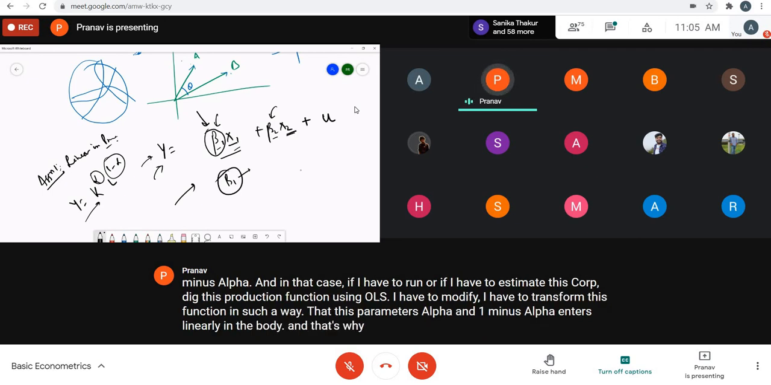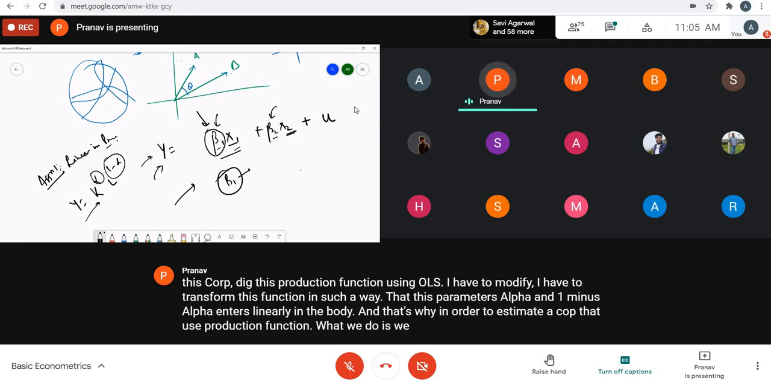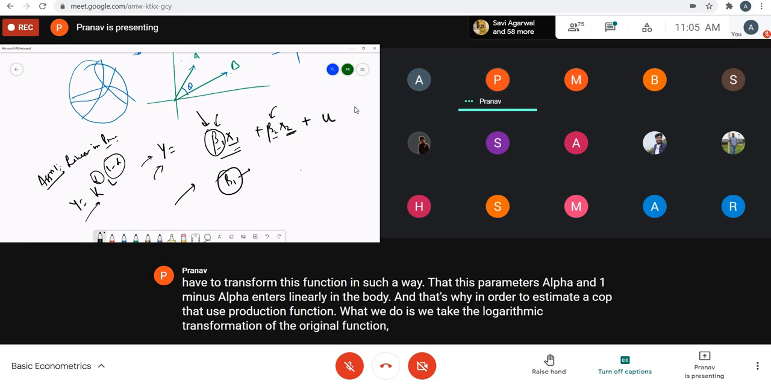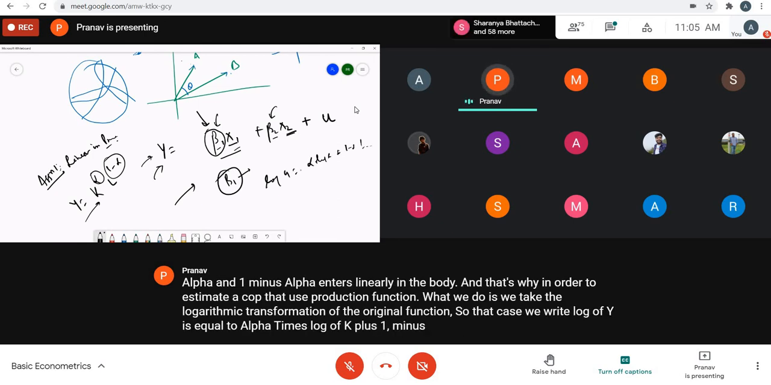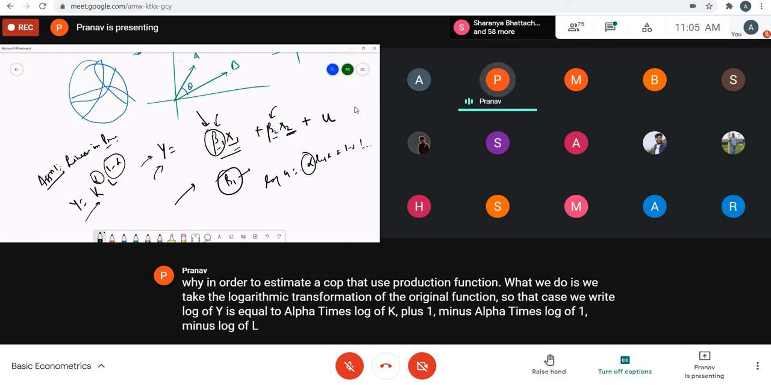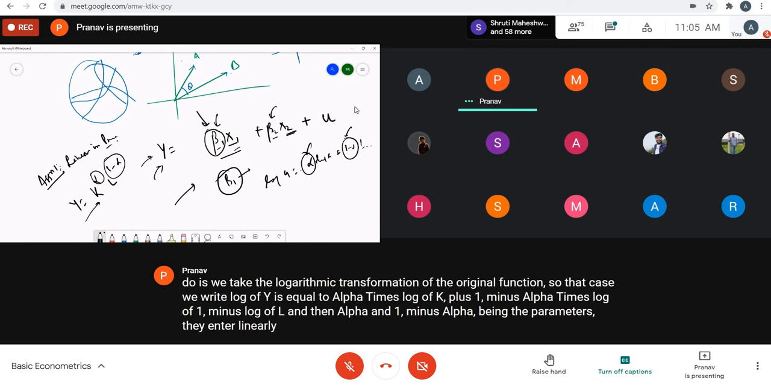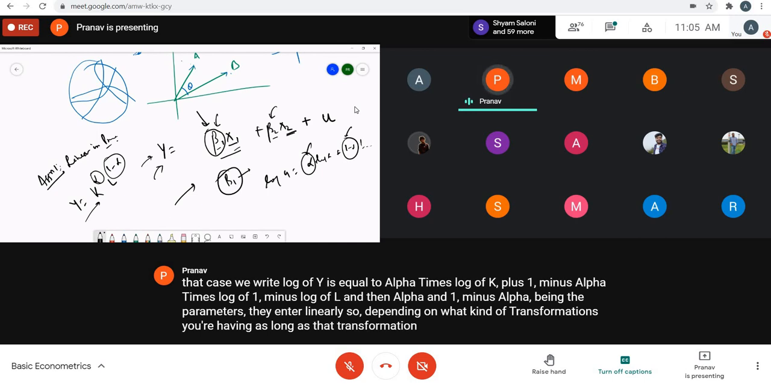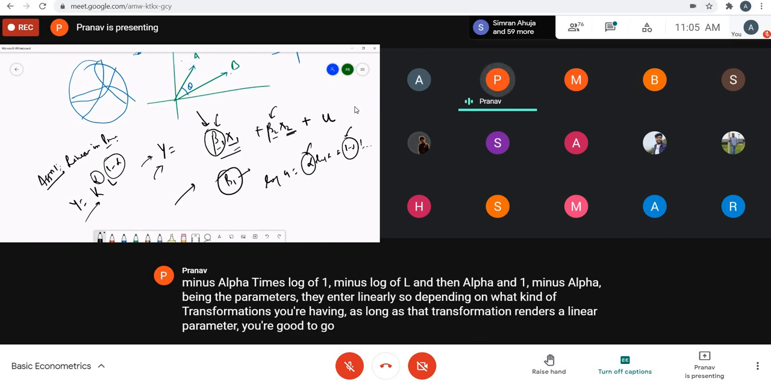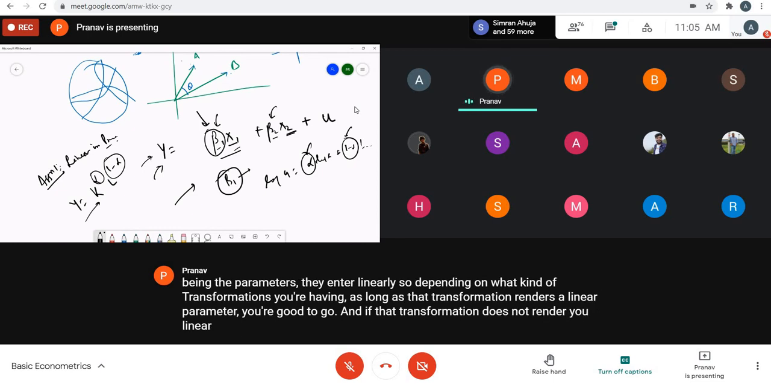And that's why in order to estimate a Cobb-Douglas production function, we take the logarithmic transformation of the original function. So in that case, we write log of y is equal to alpha times log of K plus 1 minus alpha times log of L. And then alpha and 1 minus alpha being the parameters, they enter linearly. So depending on what kind of transformations you're having, as long as that transformation renders a linear parameter, you're good to go. And if that transformation does not render you a linear parameter, you cannot use the linear models used in econometrics. उसके लिए आपको non-linear models use करने होंगे.